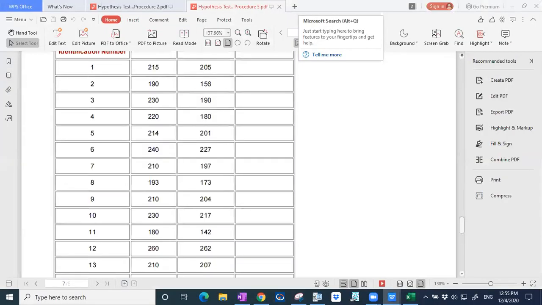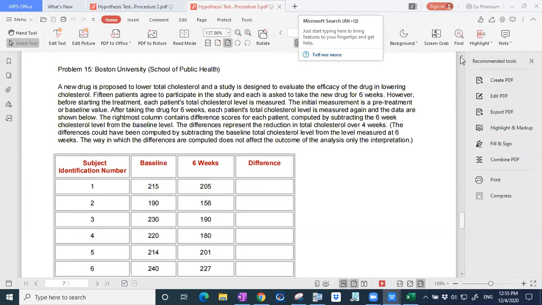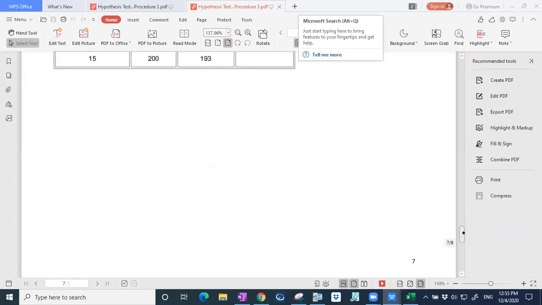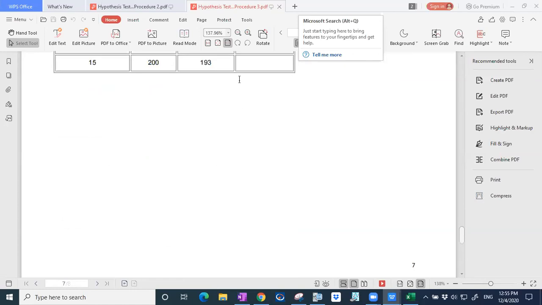Let me use this data here. This is the data from Boston University School of Public Health. Can you see what I have here? Yeah, right, School of Public Health. And they try to see if a new drug can really lower total cholesterol. Now they get 15 people. They measure the cholesterol level before and after the treatment.